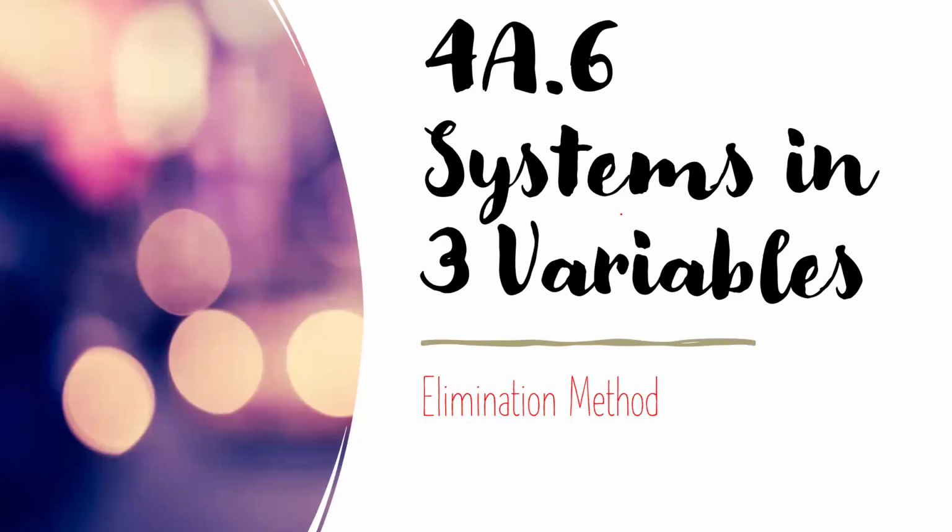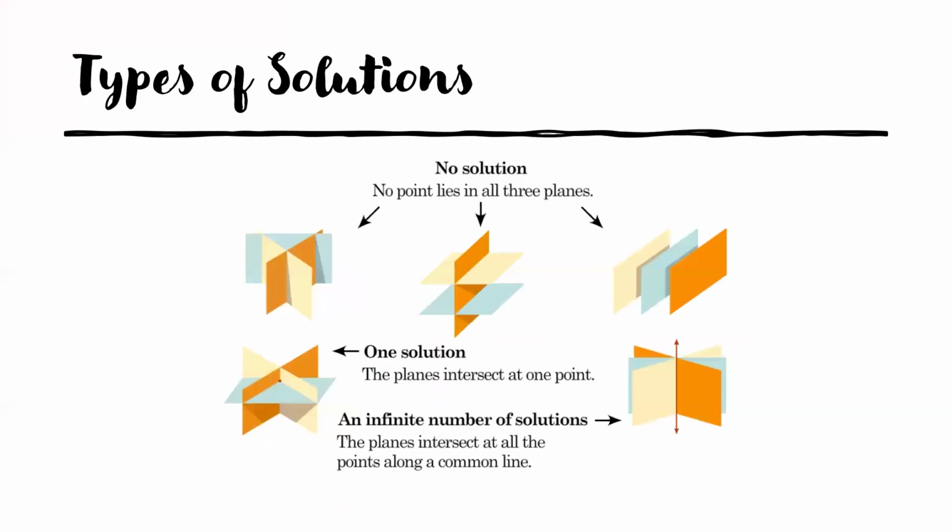are going to get to be the test class. So 4A.6 is systems in 3 variables, elimination method. You should have the half sheet that I gave you. That's going to talk through the steps, but we're going to first talk about types of systems. So we are now working with X, Y, and Z.